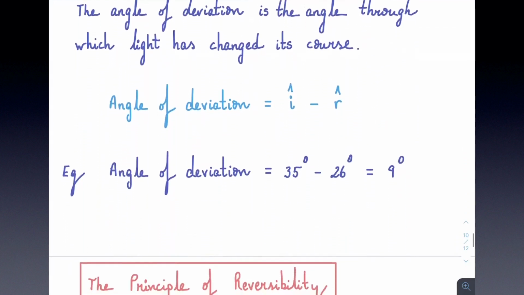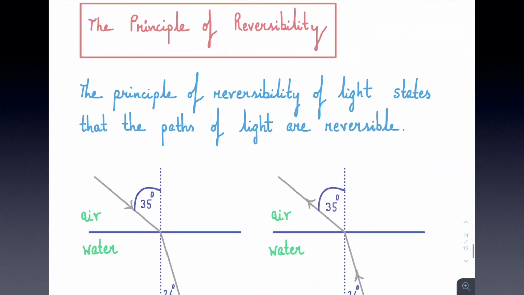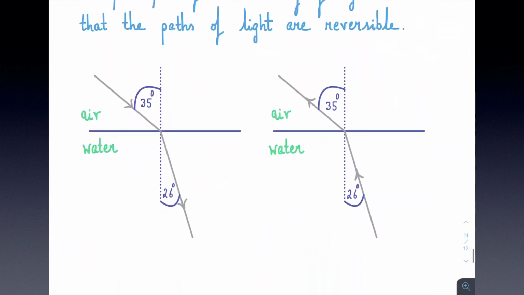Something useful to keep in mind regarding the behavior of light is the principle of reversibility, which states that the paths of light are reversible. This means that if a light ray is incident, say at 35 degrees at an air-water boundary, producing an angle of refraction of 26 degrees, then had light been traveling the other way around instead, that is, from water to air with an angle of incidence of 26 degrees, then the angle of refraction in air would have been 35 degrees. In other words, the light ray simply travels along its original path in the reverse direction.